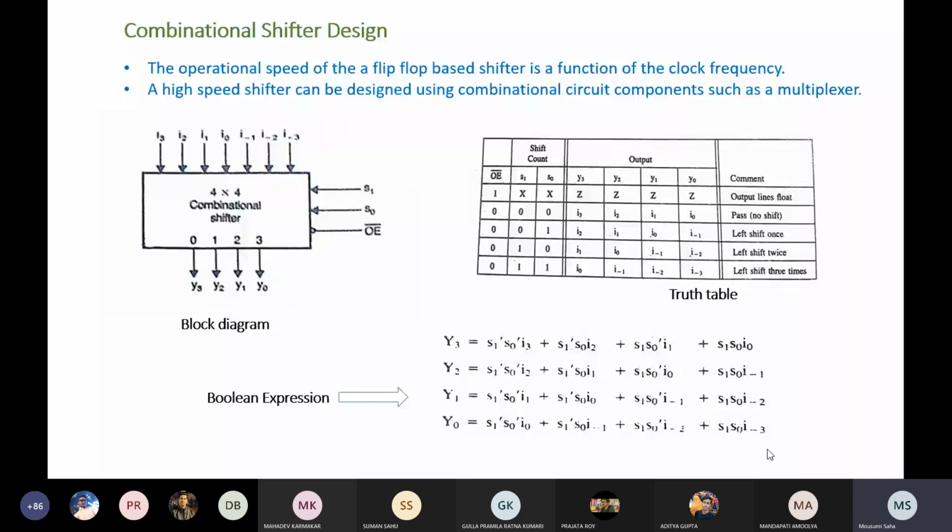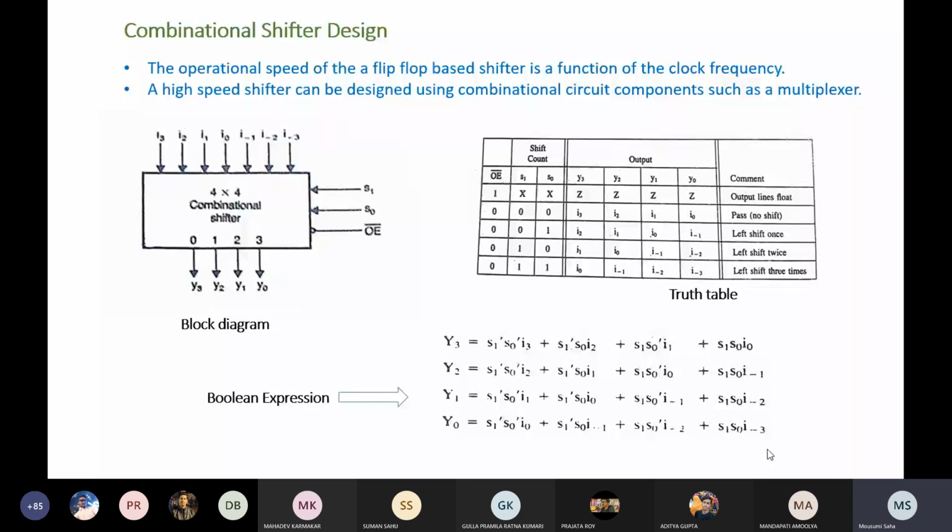Now, what operations can you do? For 0 0 you want no shift, that means whatever the inputs are will be the outputs. For 0 1, only one left shift; for 1 0, a shift of two; and for 1 1, a shift of three. In this fashion you want to shift, and you want to design a combinational shifter circuit.